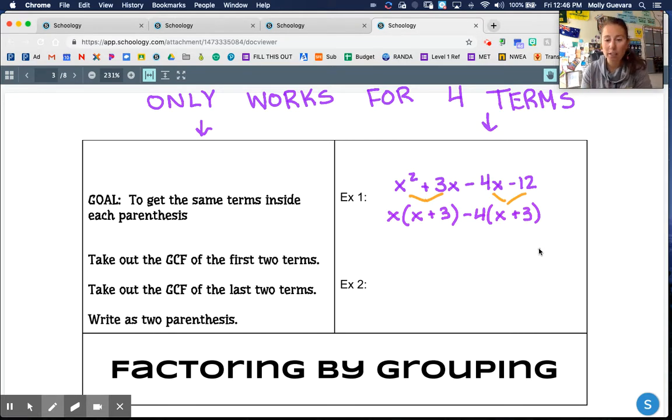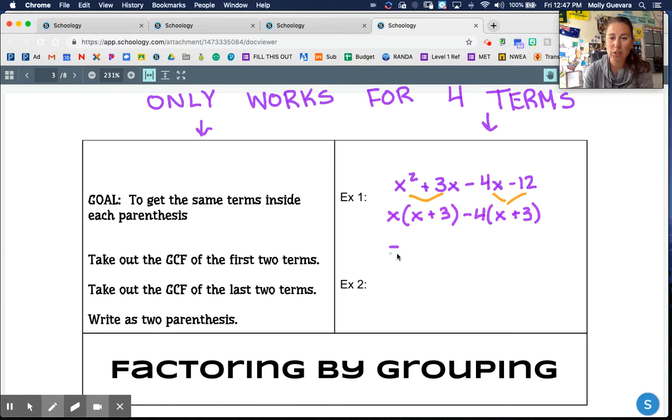And this is what I want. So I need the terms inside my parentheses to be the same, right? x plus 3, x plus 3. If you go through this process and you get x plus 3, x minus 6, then you've probably done something wrong and you need to go back and check. All right, but in this case, x plus 3, x plus 3.